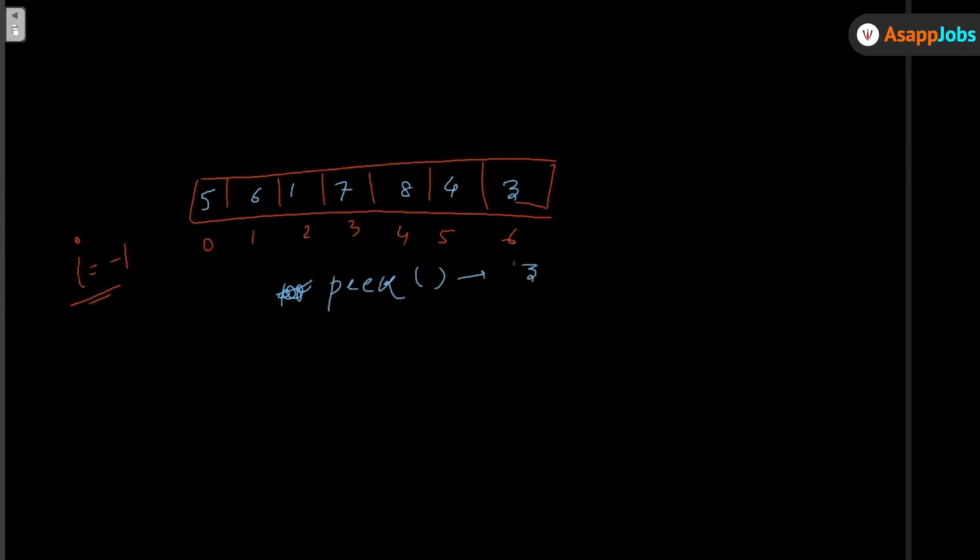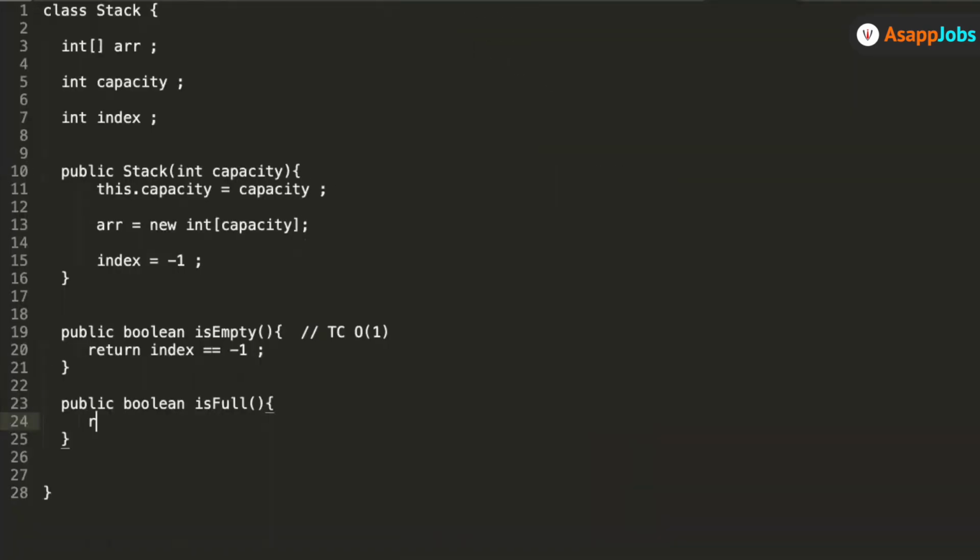Now you get this, but how can you know with this that this is full? Sir, index of the peek. Index of the peek. Okay, index of the peek is equal to 6. If index of peek equals 6, then I say it is full. Very nice. So what I can do here is I can just do return index is equal to capacity.